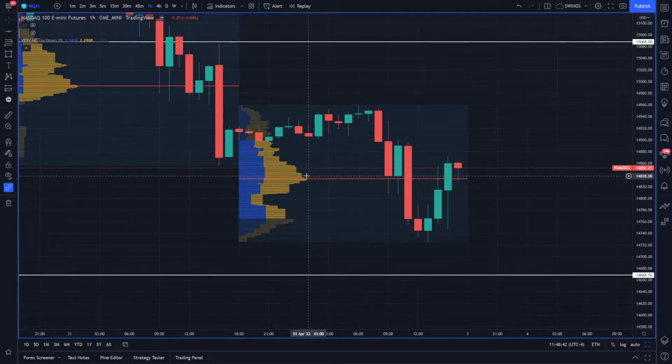The one thing I want to point our eyes to is the volume point of control. This line in the middle is basically the highest point in a session. I want to point out that each of these squares is one trading day, one session. Now, I'm on the futures market. The futures market opens at 6 p.m. EST and closes the next day at 4 p.m.